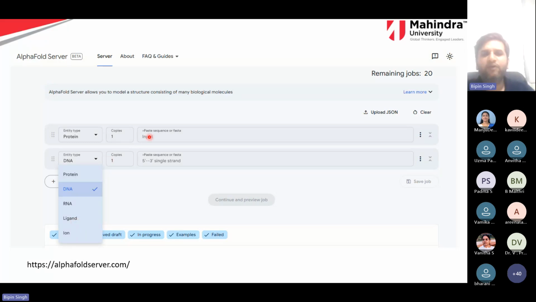Okay. If you want to predict a complex structure, like a protein bound with another molecule, that kind of complex structure can be predicted without doing docking. So that is the level of advancement we have made in protein structure solving and design. Okay. And this is the URL of this server. So you can go to the AlphaFold server and just paste the sequence. And if you have, suppose, a DNA sequence which binds to a protein, a DNA-protein complex, that structure can be downloaded easily from this server.